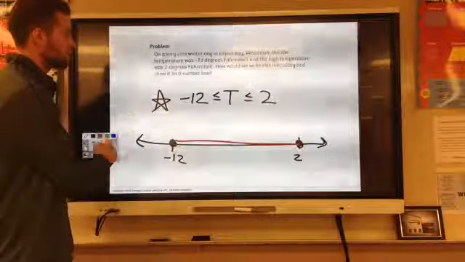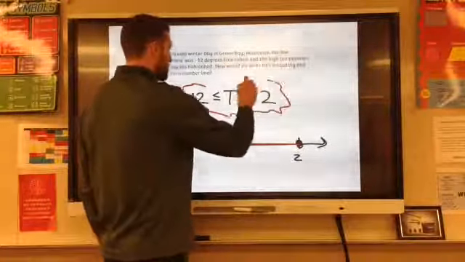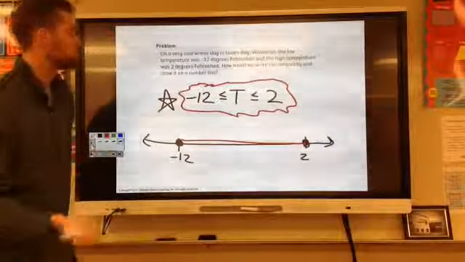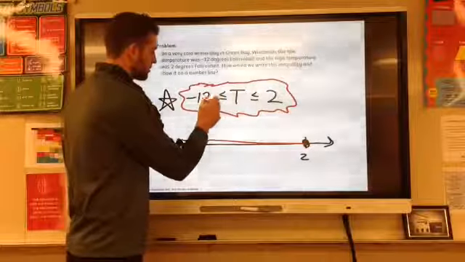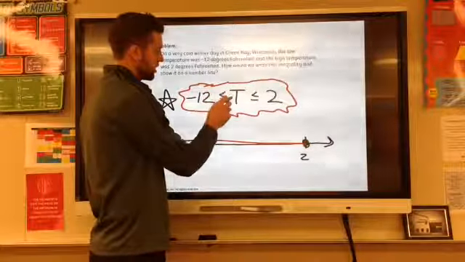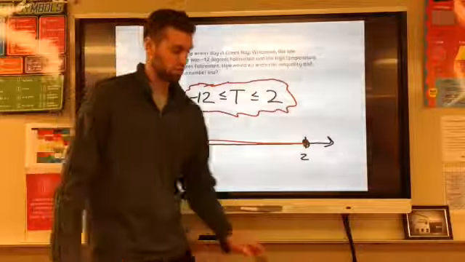So compound inequality, make sure you're writing in this fancy notation. It might take some getting used to. Be sure to check yourself. Read it out loud to yourself, see if it makes sense. T is greater than or equal to negative 12, and T is less than or equal to 2. It makes sense, so we can move on.